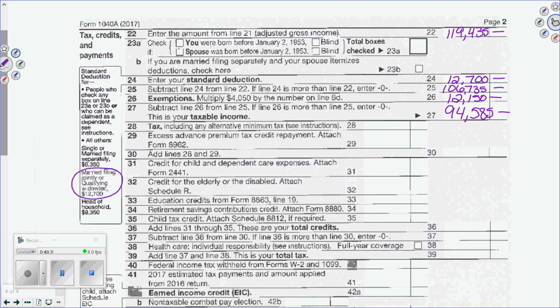All right, so now it's line 28, tax. How do I find tax? I look in the booklet. So now I'm finally down to what they're going to tax me on. I grab my booklet. So when it says tax, grab my booklet and see what I find. 94,585. Now which column am I in? Married filing jointly. 15,000. Perfect. 15,121.